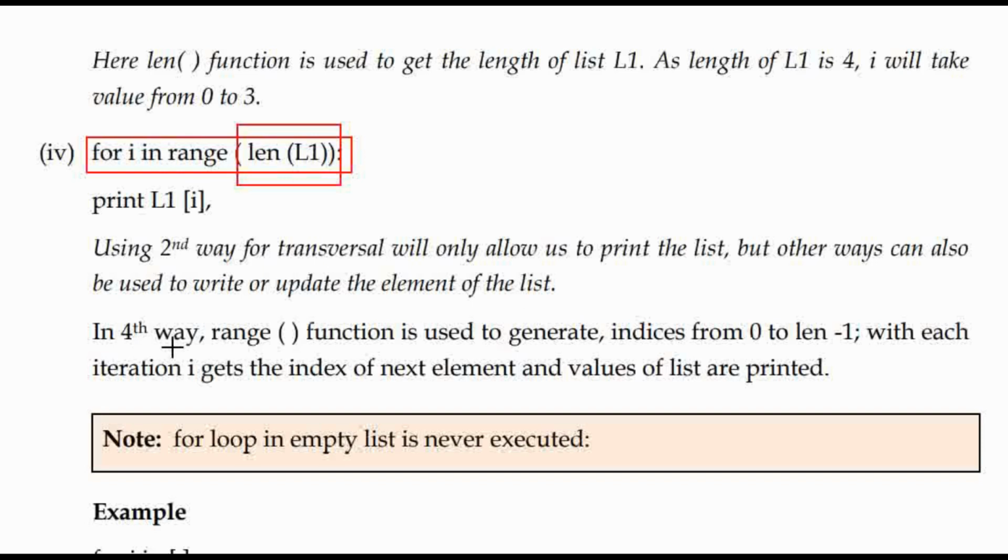In the fourth way, the range function is used to generate indices from 0 to len minus 1. With each iteration, i gets the index of the next element and the values of the list are printed. Note, a for loop on an empty list is never executed.